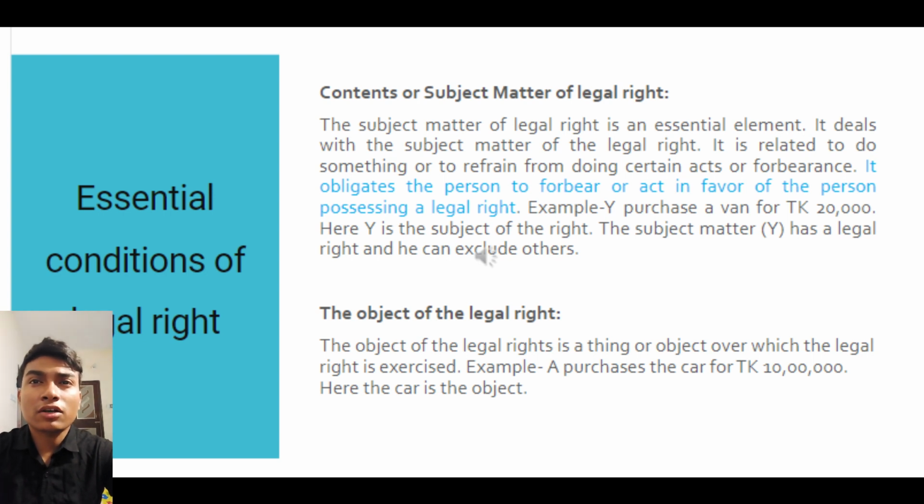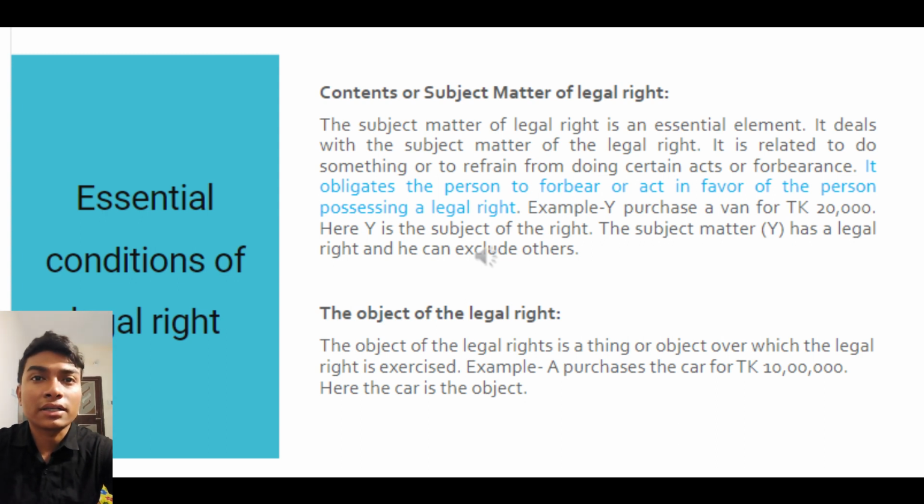Content or subject matter of legal right. The subject matter of legal right is an essential element. It deals with the subject matter of the legal right. It is related to doing some things or to refrain from doing certain acts, or forbearance. It obligates the person to forbear or act in favor of the person possessing a legal right. Example, Y purchases a van for taka 20,000. Here Y is the subject of the right. The subject matter: Y has a legal right and he can exclude others.